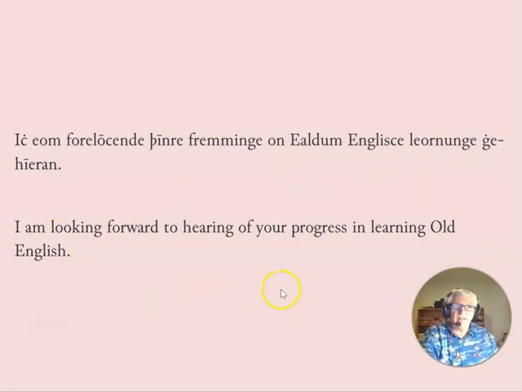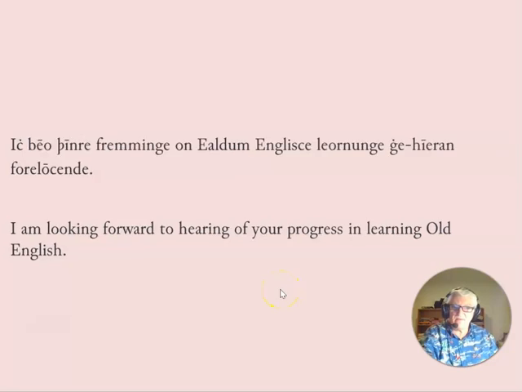All right, keep going. Another translation. Ich bēom, the to be verb. I am. Ich bēom, I be, of your progress in Old English learning, to hear, looking forward to. So I'm looking forward to hearing of your progress in learning Old English. Another possibility.